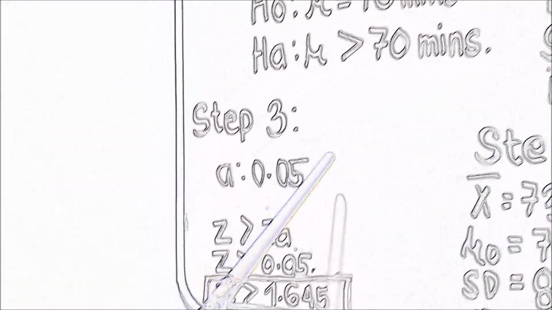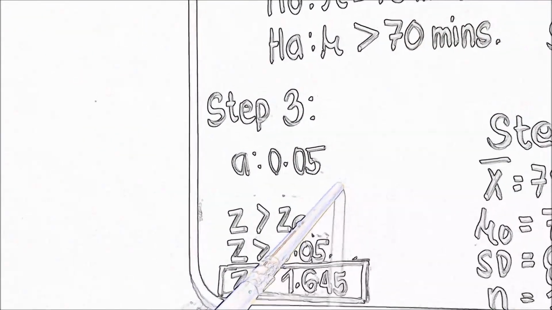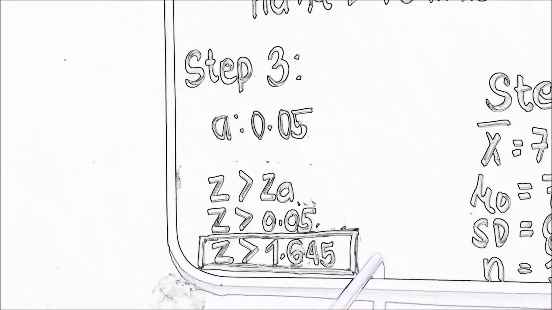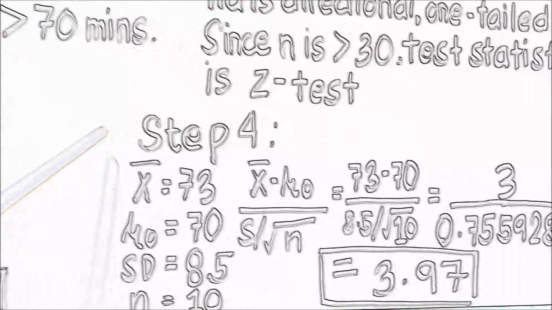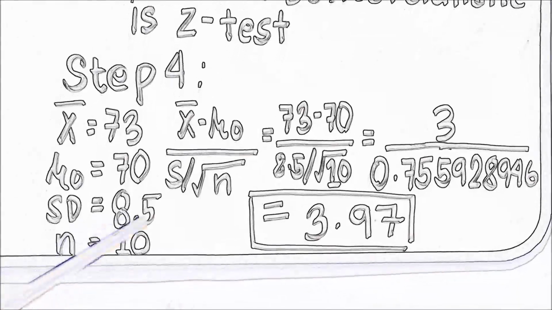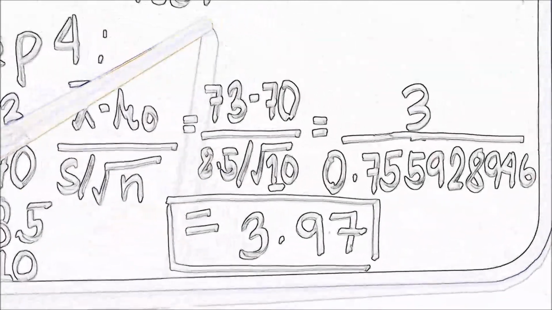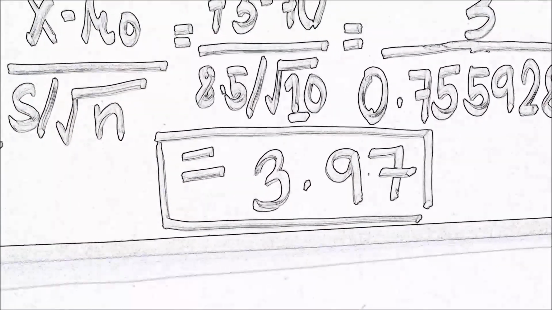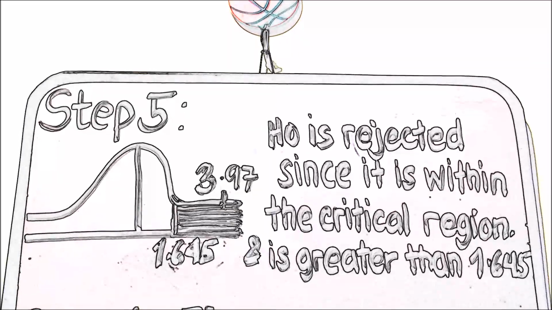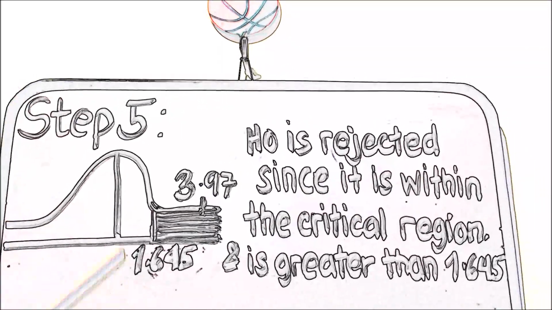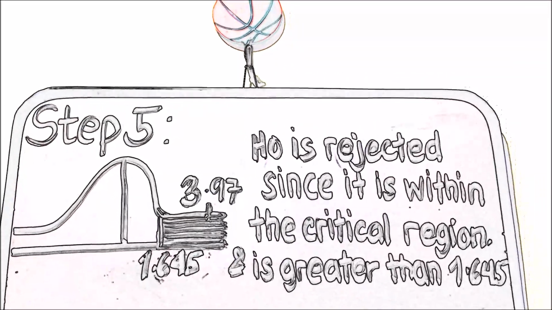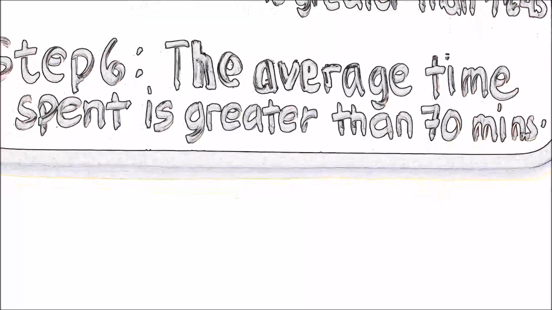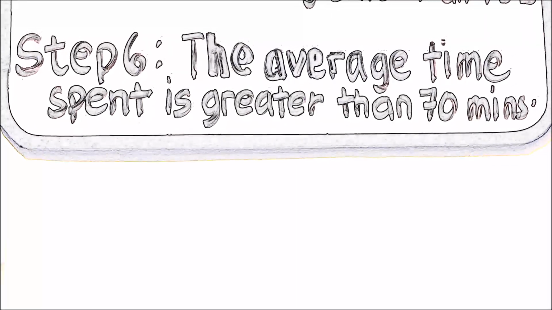In step 3, we have to determine our critical value. Use this equation, substitute it, and look for the critical value in the z-table. In step 4, use the given data in your problem, and then use this formula to substitute, and then calculate to obtain this answer of 3.97. In step 5, we need to determine whether to reject or accept our H0. Our H0 is rejected since it is within the critical region and it's greater than 1.645, which brings us to our conclusion that the average time spent is greater than 70 minutes.